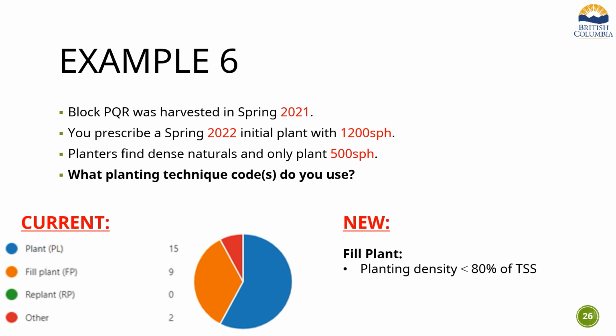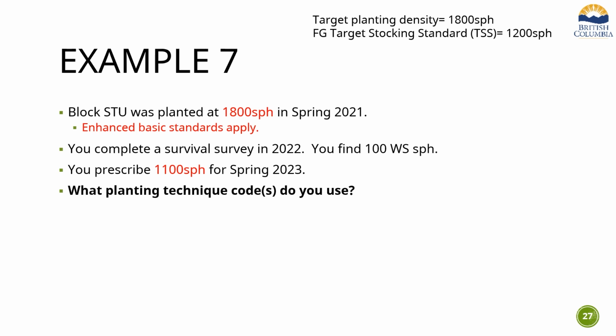Actually, we're going to do one more example to demonstrate how these codes work when enhanced basic silviculture applies. So block STU has enhanced basic silviculture standards. It was planted to 1,800 stems per hectare in 2021. Unfortunately, that was the year of the heat dome and almost everything died. The surveyors only found 100 stems per hectare well spaced during their survival survey in 2022. So they prescribe 1,100 stems per hectare for a spring 2023 plant to bring the opening back up to the free growing target stocking standard. So what should this planting activity be called?